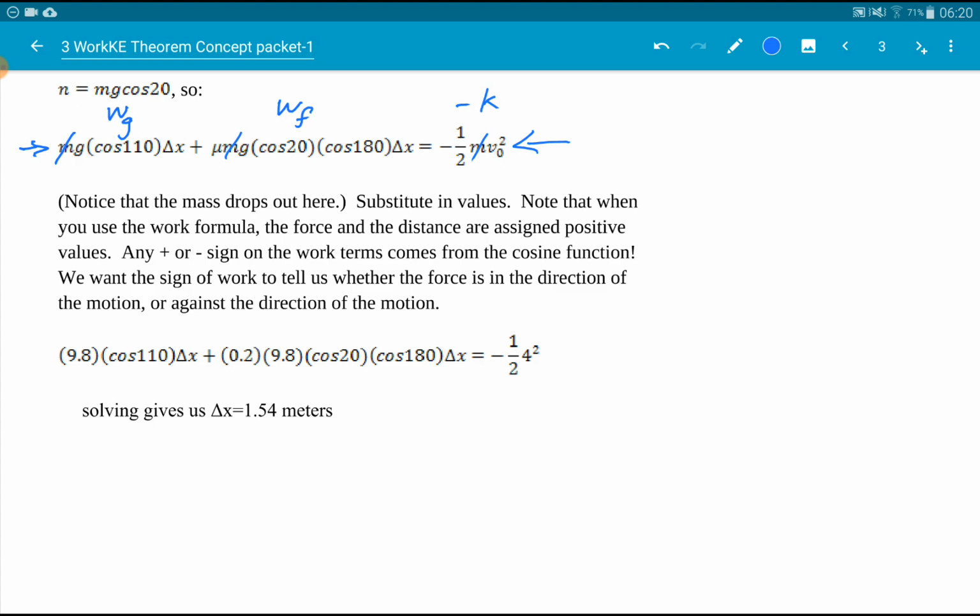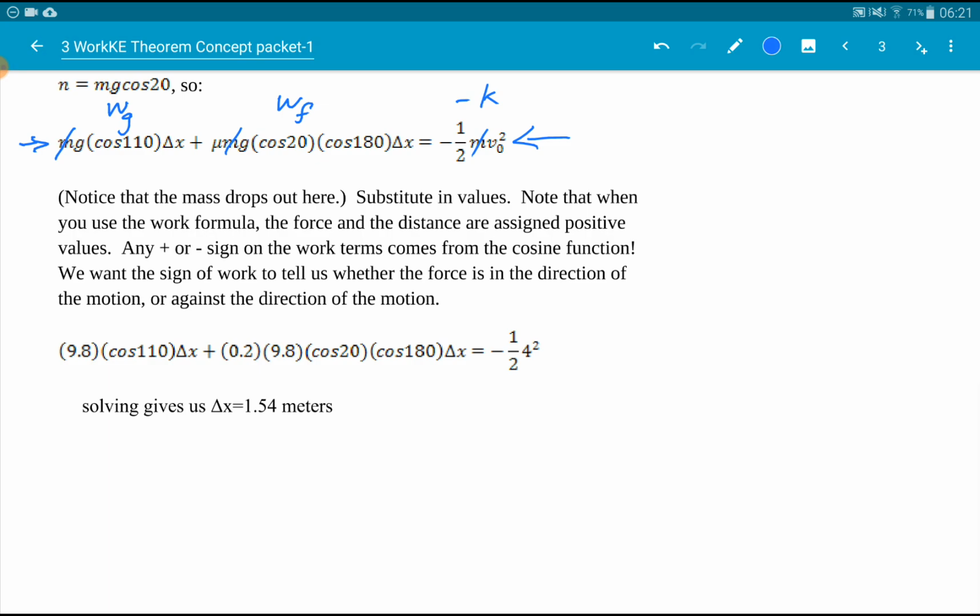So now I just clean this up, put in the values I know, and rearrange and solve for delta x. Here we put in the values that we already know, and then we cleaned all that up and solved for delta x, and you can do that algebra off to the side underneath here, and we get delta x is 1.54 meters. That's it.